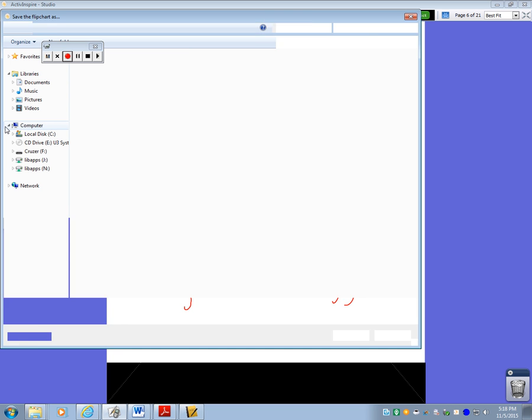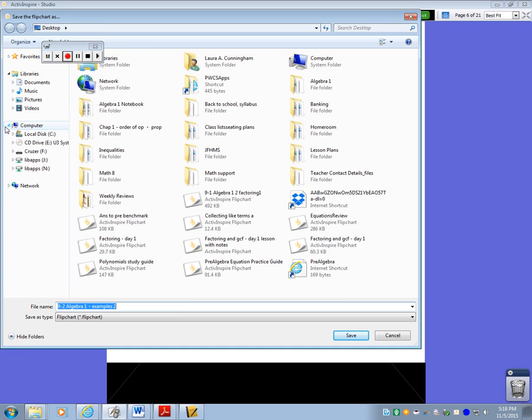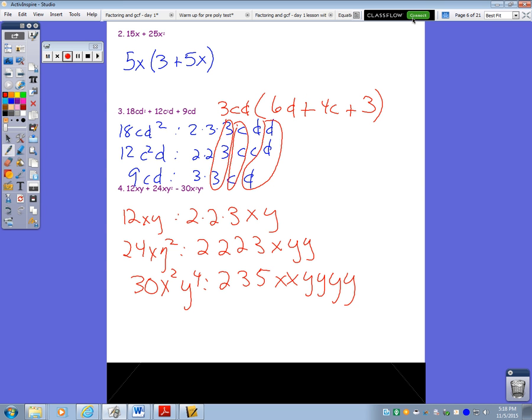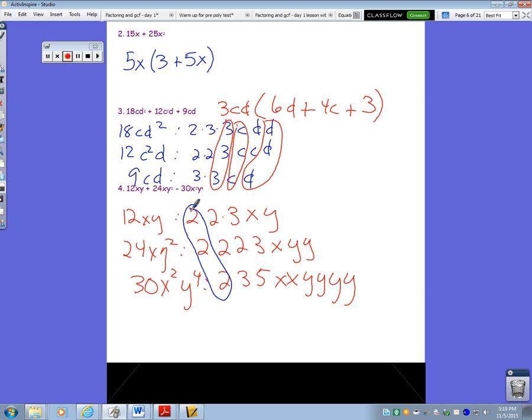So looking at this one, whoops, technical difficulty. We're going to look at how many of them have the same. They share a 2. Remember, all 3 of them have to have the same one. They share a 3. I don't see any numbers that they share. They all share an x. And they all share 1y.